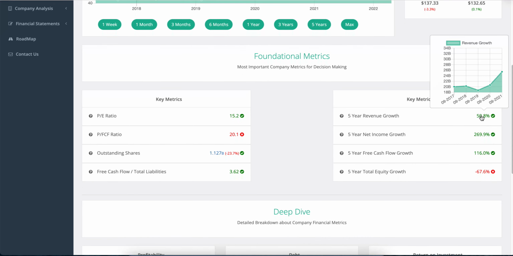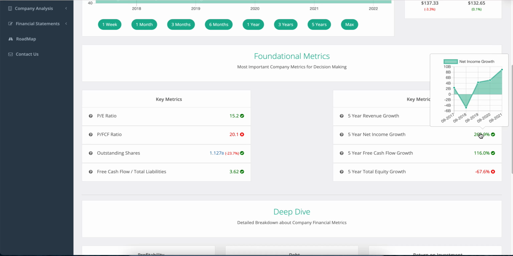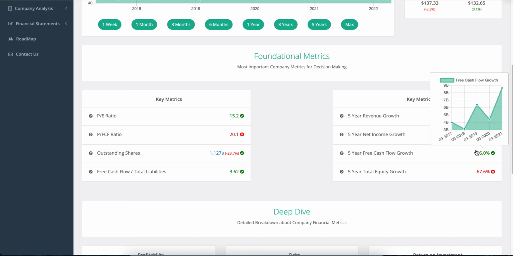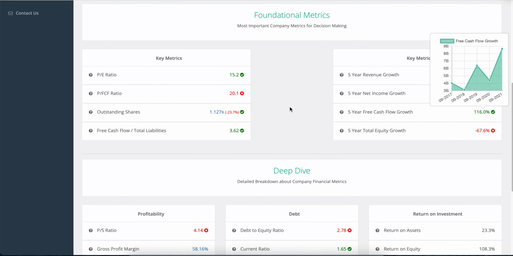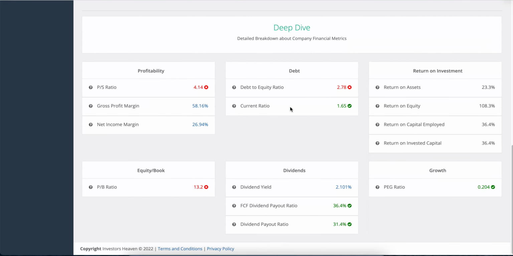The 5-year revenue growth, the company is still growing pretty nicely, even though it's a pretty large company. So that's nice to see. Also pretty great net income growth again. It's 2018 that it was a bad year for them, but after that, they have been doing pretty well, increasing their free cash flow, increasing their net income pretty much year over year. So that's good stuff.